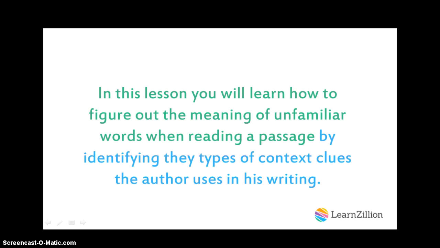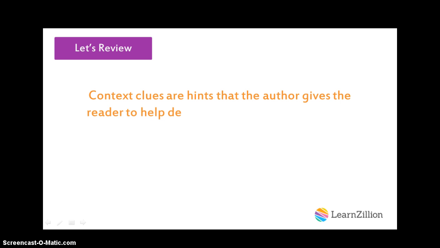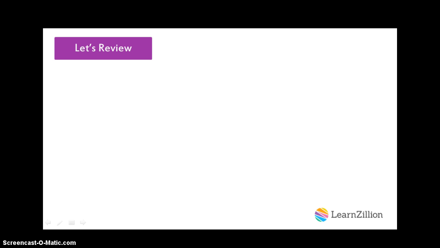In this lesson, you will learn how to figure out the meaning of unfamiliar words when reading a passage by identifying the types of context clues the author uses in his writing. Let's review. Context clues are hints that the author gives the reader to help define a difficult or unusual word. There are 4 kinds of context clues.